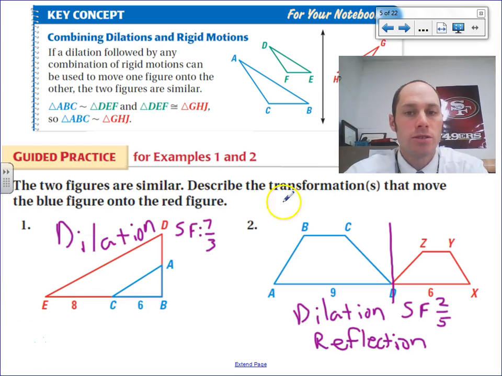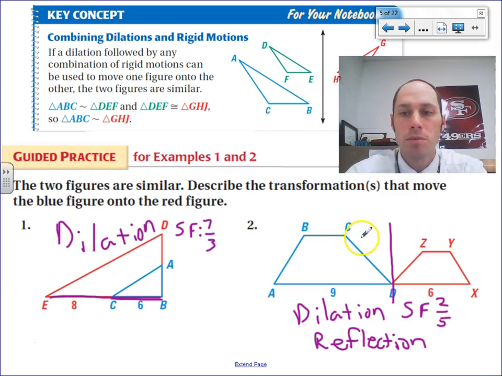Okay, so if we're trying to describe the transformations that move the blue to the red, we see that this is a dilation. It's getting larger. It's an enlargement. So scale factor is 7 to 3 because we can compare the full length, 14, and divide it by 6 to simplify to 7/3.